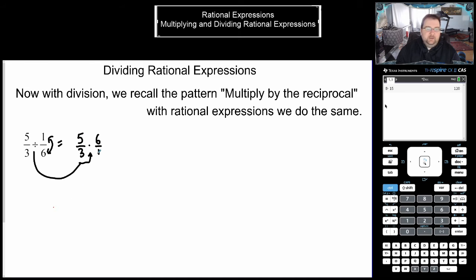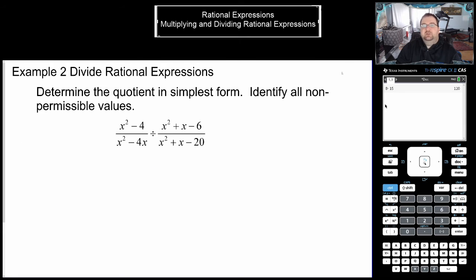So 5/3 times 6 over 1. This we could simplify into 5 times 6 is 3 times 2, and then 3 times 1 there. And we don't really need a calculator anymore. The less we can use calculators, the better, right? And now this is 5 times 2, which is 10, over 1, which is 10. So that's multiplying by the reciprocal. Hopefully you guys remember that strategy. We're going to use that now with rational expressions.